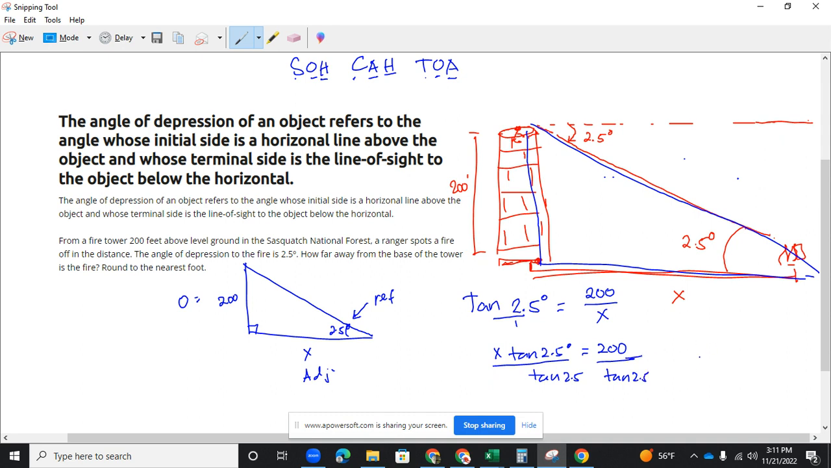And so therefore your x is going to be whatever is the answer to this. Make sure your 2.5 is in degrees and not in radians. Sorry, I don't have a calculator. Hope this helps.